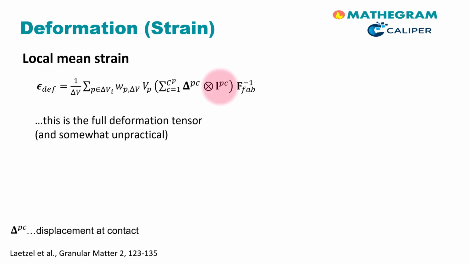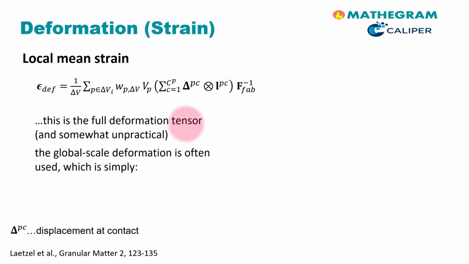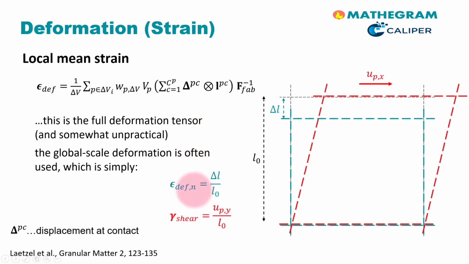As you see, this calculation gives us the full deformation tensor, which is a very detailed information on the deformation of the material. However, it is somewhat unpractical. We will hence not calculate this tensor but restrict ourselves to a global deformation information, which is also what is often done. Therefore, we simply define the following two quantities. The first one is the normal deformation epsilon n, which is simply the ratio of the deformation delta L to the initial length L0.